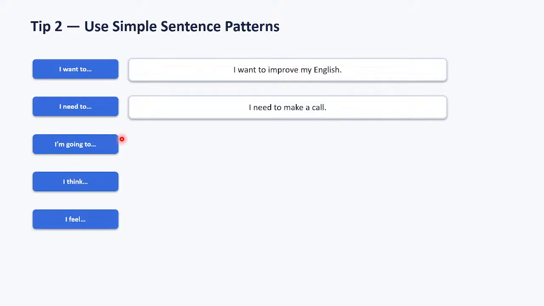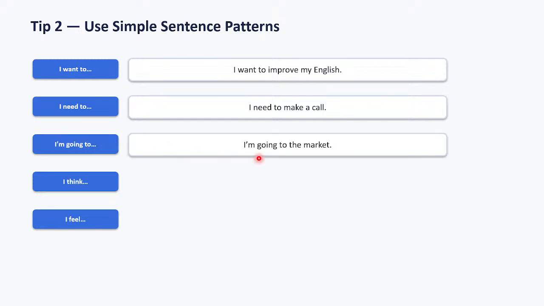Okay. Next, let's see. I am going to. I am going to the market. Likewise, you can create I am going to the school. Wherever you are going, I am going to the gym, I am going to the hospital, I am going to the college. N number of options, n number of examples are there in daily life, correct? So, with this pattern, you can try to speak English, correct?